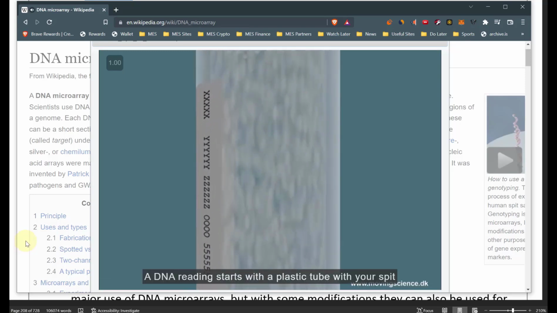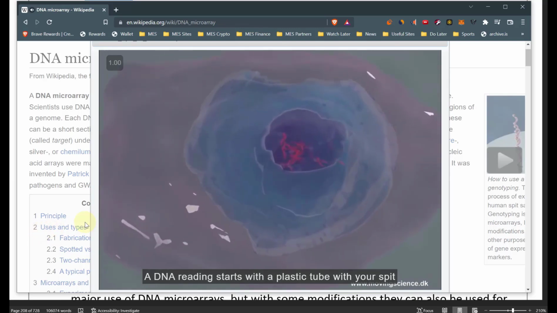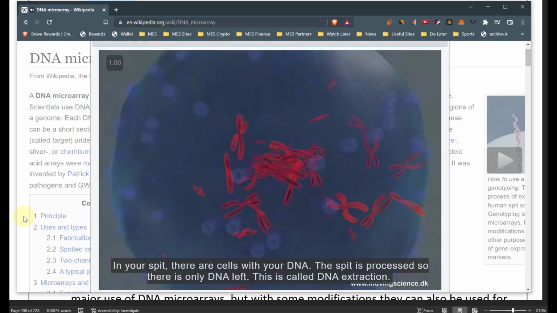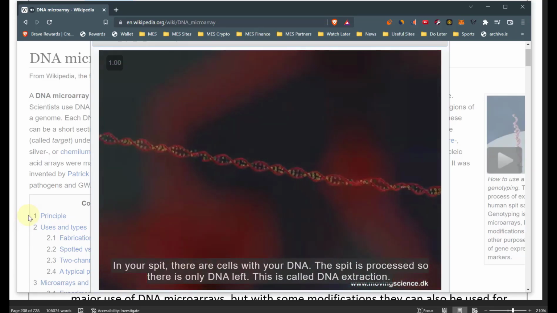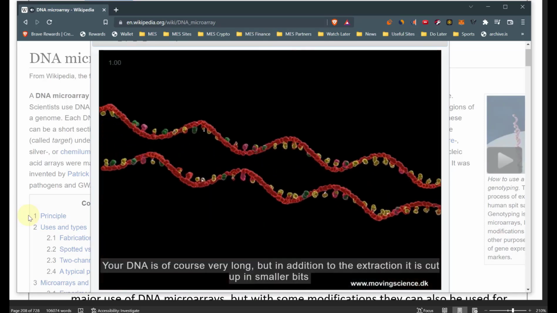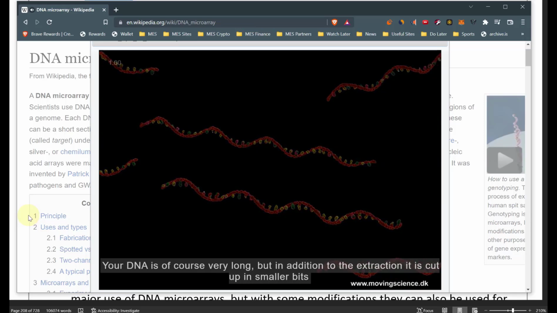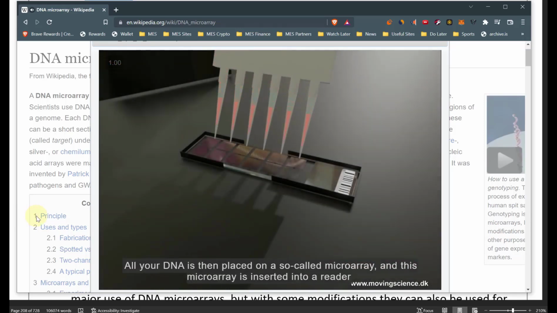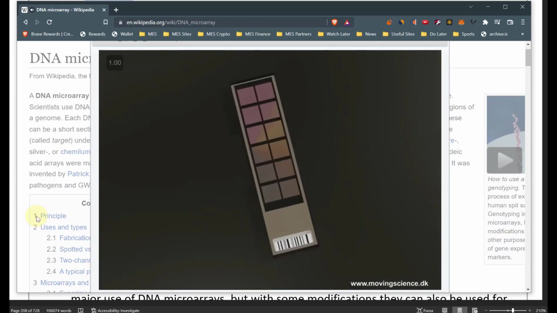A DNA reading starts with a plastic tube with your spit. In your spit, there are cells with your DNA. The spit is processed, so there is only DNA left. This is called DNA extraction. Your DNA is of course very long, but in addition to the extraction, it is cut up in smaller bits. All your DNA is then placed on a so-called microarray, and this microarray is inserted into a reader.